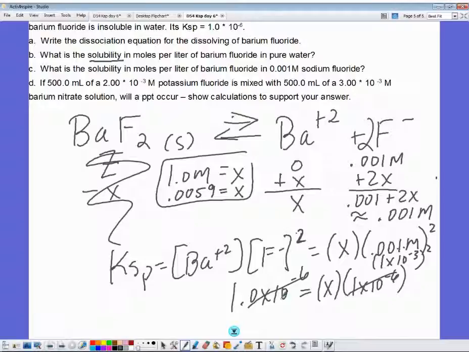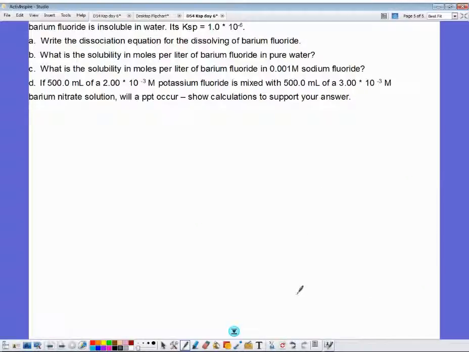Okay. The last question then is this. If I take 500 milliliters of a 2 times 10 to the minus 3 molar potassium fluoride and mix it with 500 milliliters of a 3 times 10 to the minus 3 molar barium nitrate solution, will a precipitate occur? There's my key question. And what does that key question say to me? I need everybody to read that and go, oh, that's a Q question. And then this is what I need you to do. I simplified it for you.